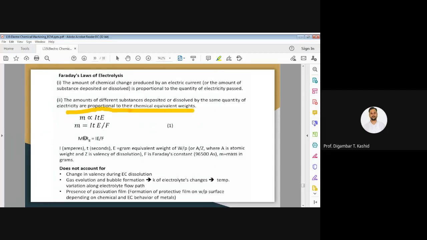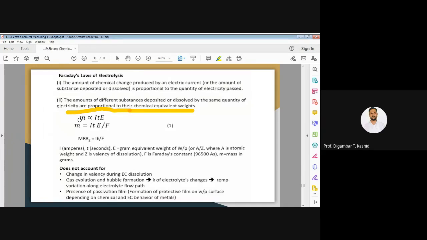Mathematically it is written that M is directly proportional to ITE. Here M is the metal removed mass in grams, and I means the current in amperes. The small t is time in seconds, and E means the gram equivalent weight of your workpiece, which you can write as A divided by J, where A is the atomic weight and J is the valence of dissolution.